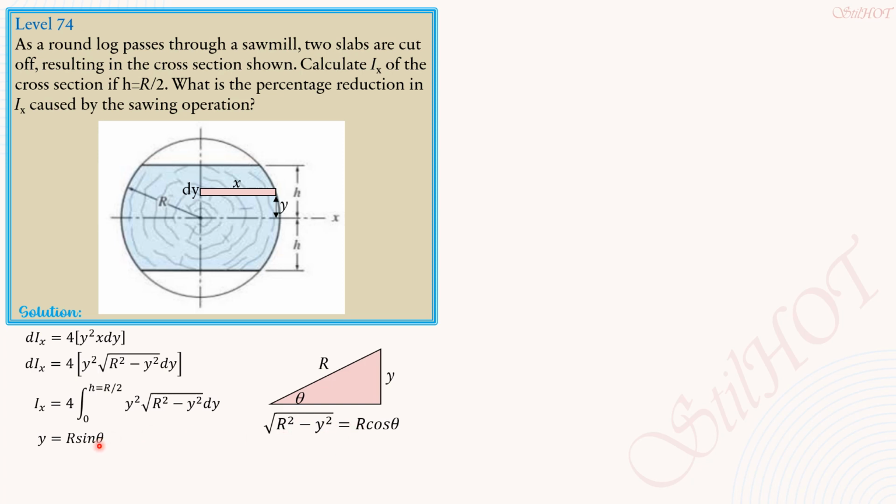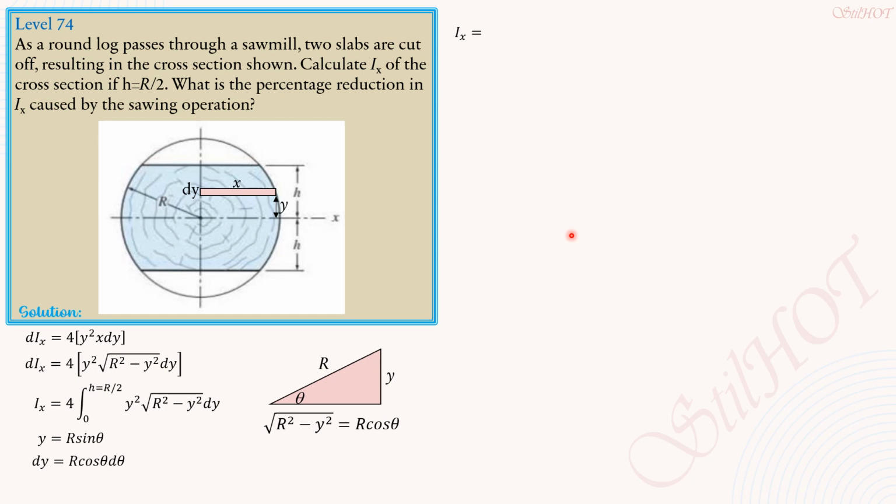Now, the limits would be changed. If y is 0, sine theta is 0 over r, so 0, and arc sine of 0 is 0. So this remains 0. Then when y is r over 2, r over 2 equals r sine theta, so sine theta is 1 half. Theta therefore is arc sine of 1 half, and arc sine of 1 half is 30 degrees or pi over 6. So dy is r cosine theta differential theta.